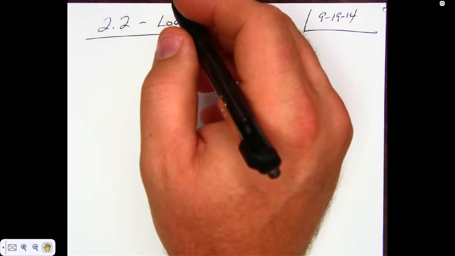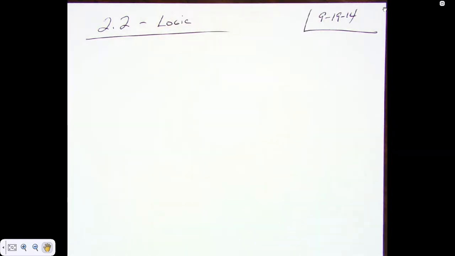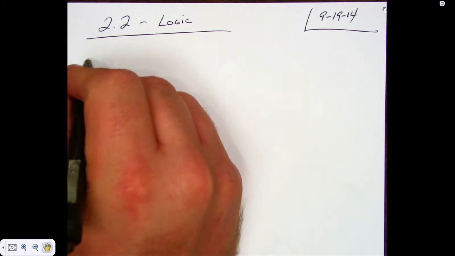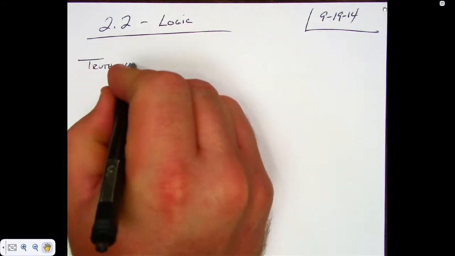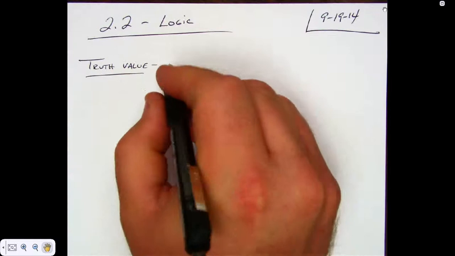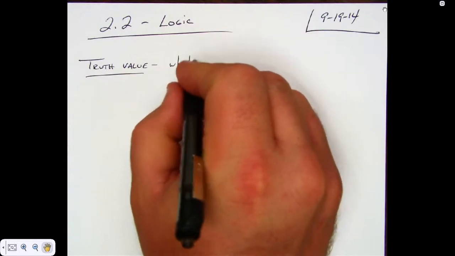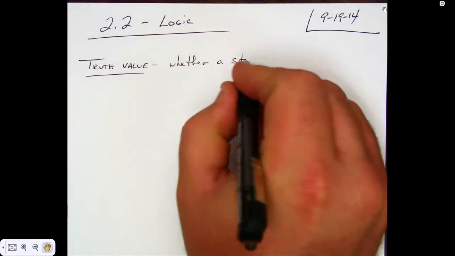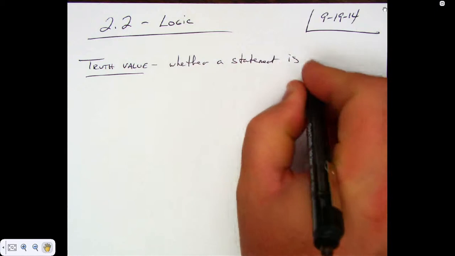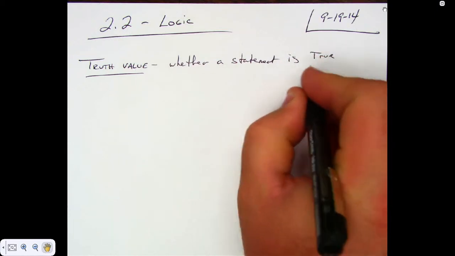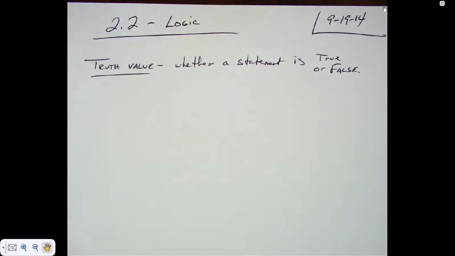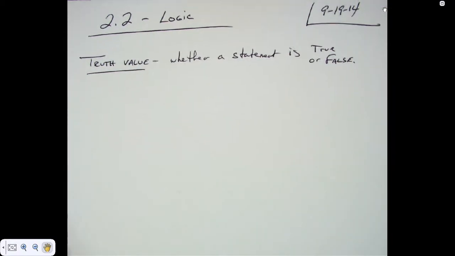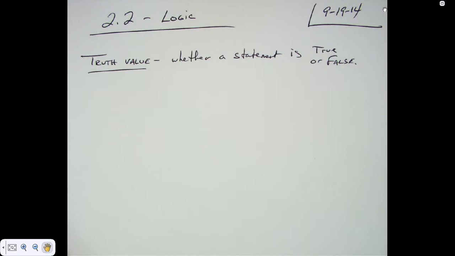We talked a little bit yesterday about the truth value of a statement. Today, the big thing we're going to talk about, the first truth value, would be whether a statement is true or what? False. Okay? Probably didn't need me to tell you that one, did you?